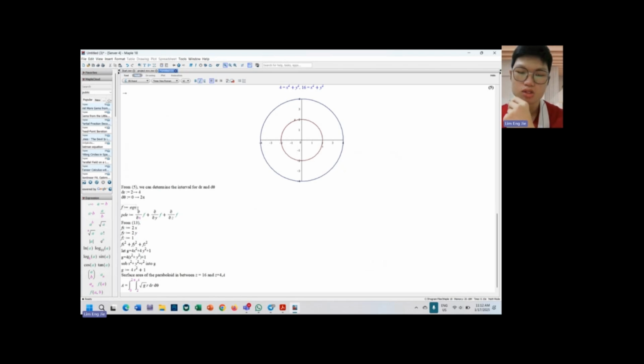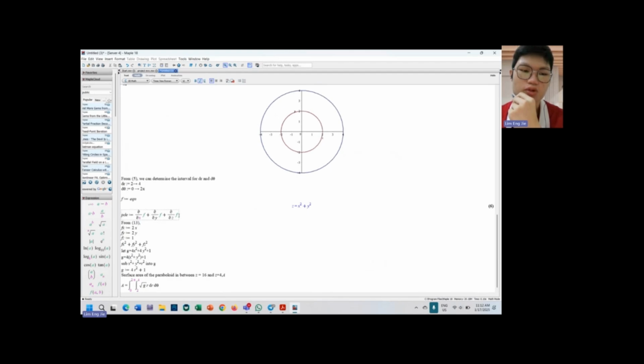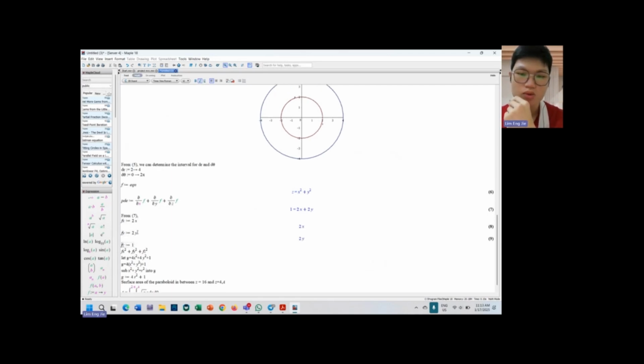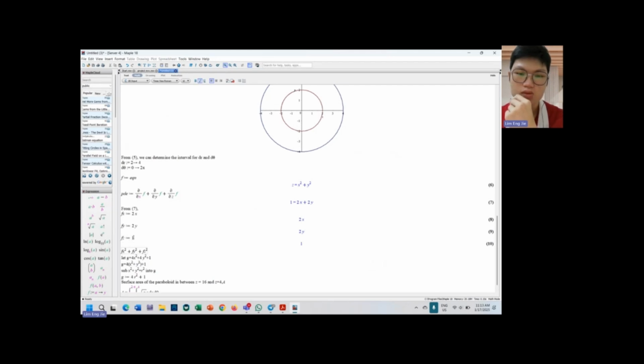And for the f function, I let the f function equal to the equation. So this is the f function, and then we do the partial integration by typing this code. It appears, from 7, we know fx is 2x, fy is 2y, and fz is 1.